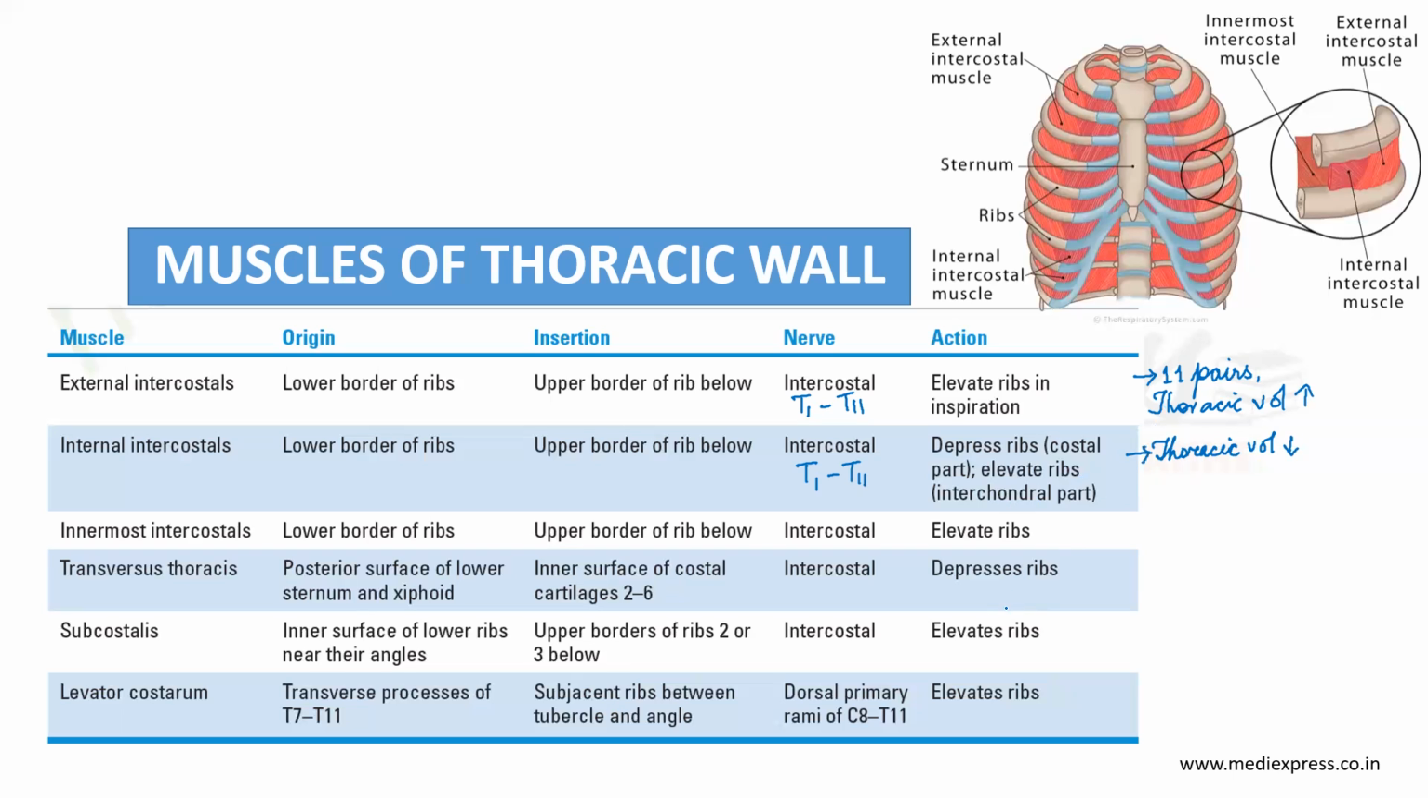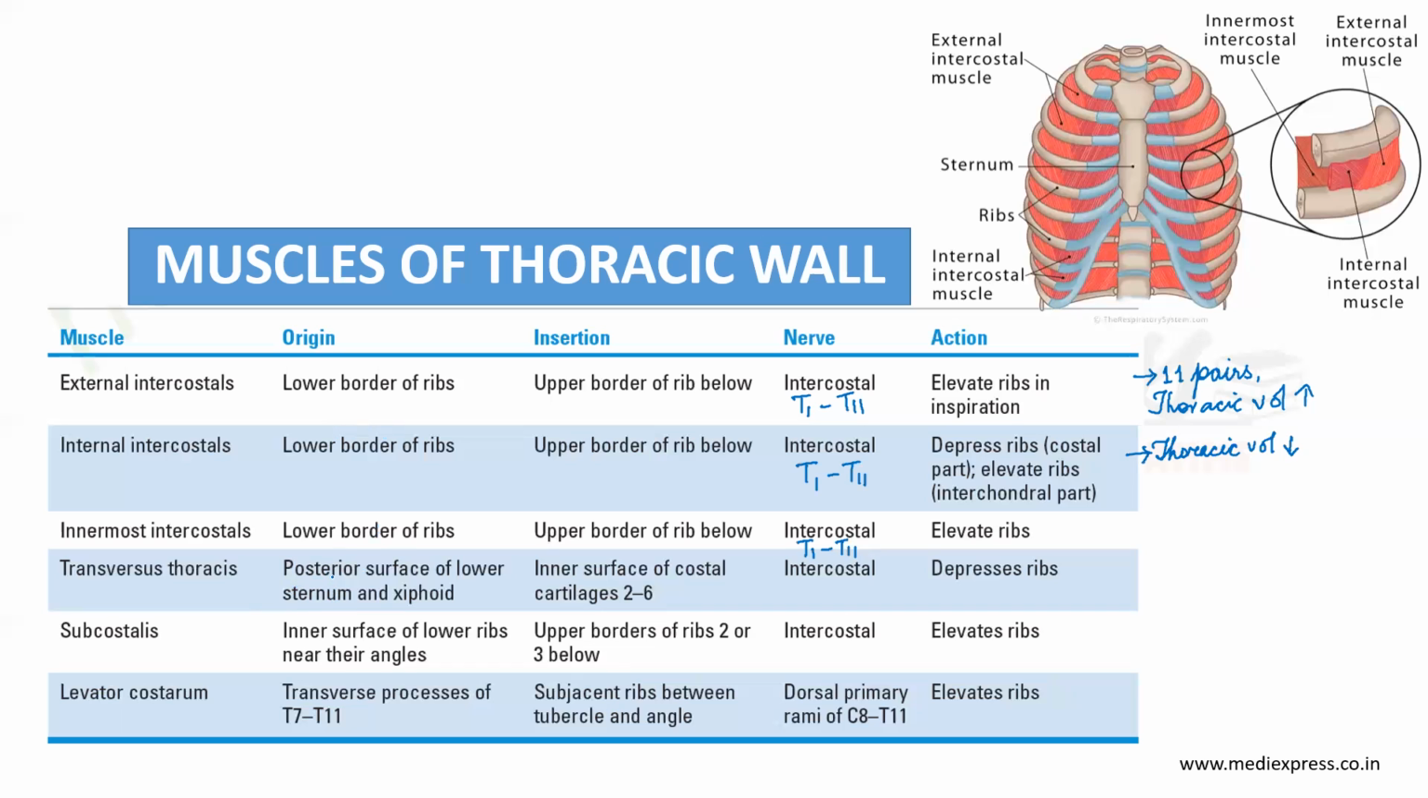Next one is the innermost intercostal muscle. Again, they have the same origin, the lower border of the rib, and get inserted into the upper border of the rib. The nerve supply is again one and the same, the intercostal nerve, T1 to T11. And the action is to elevate the rib. Remember, again, its action is to elevate the rib. So these are the actions of the first three intercostal muscles. Next one, we come to the transversus thoracis. Transversus thoracis. Okay.